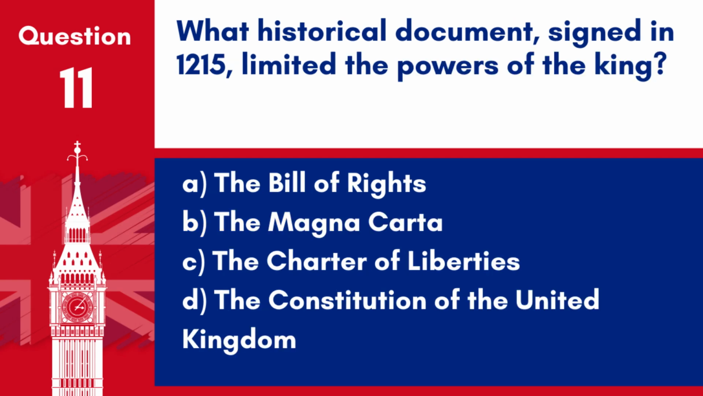Question 11. What historical document, signed in 1215, limited the powers of the king? A. The Bill of Rights. B. The Magna Carta. C. The Charter of Liberties. D. The Constitution of the United Kingdom. Answer. B. The Magna Carta. The Magna Carta, signed in 1215, was a charter of liberties that limited the powers of the king and is considered a foundational document of English law and constitutional governance.